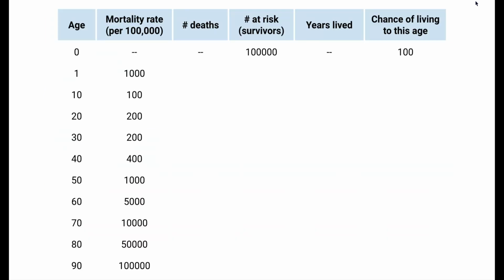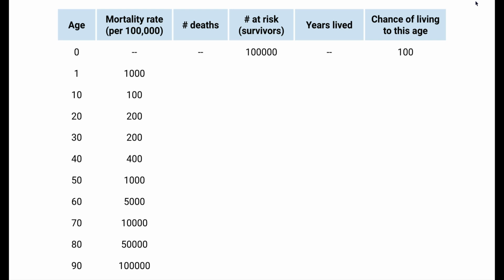To estimate life expectancy, we actually need information on age-specific mortality rates. We also start with the size of our initial population of living individuals. Here we start with 100,000 living people who have just been born. This is the age 0 row. In each row, we will move forward in time and keep track of two things. First is the number of people who have died in this time period. This is the number of deaths column. And second, the total number of years lived by those who just died. This is the years lived column.